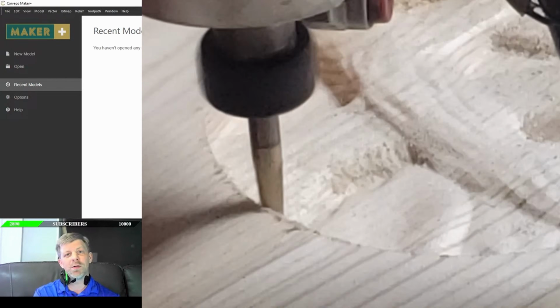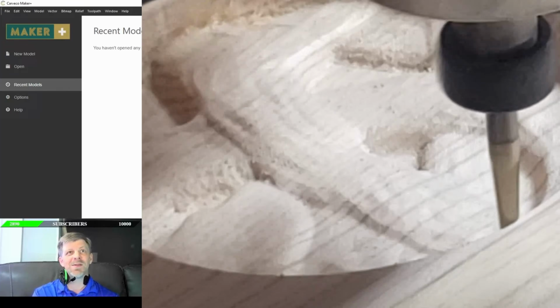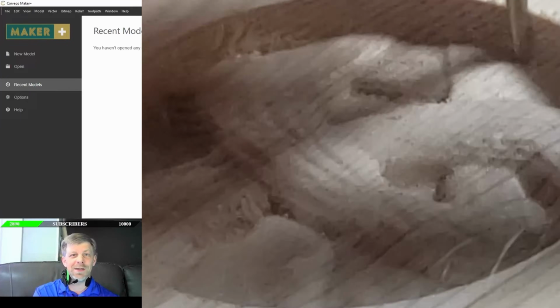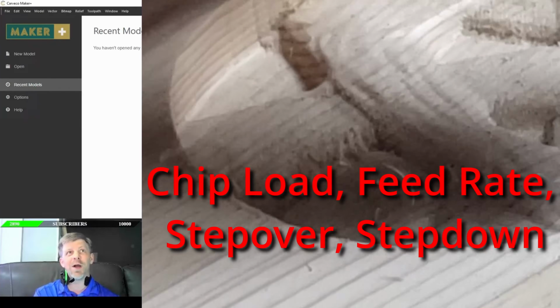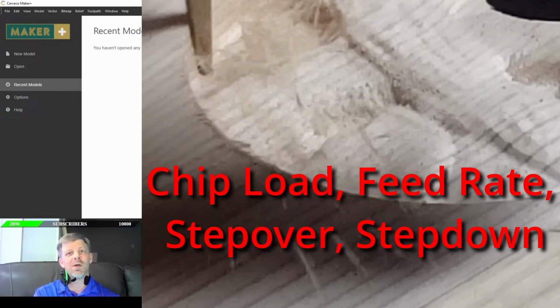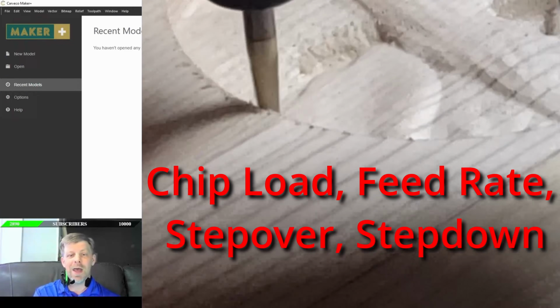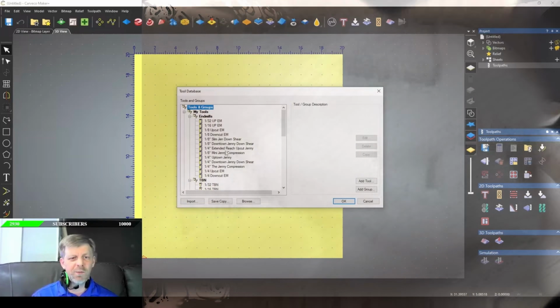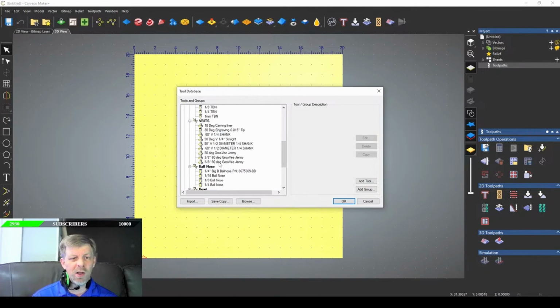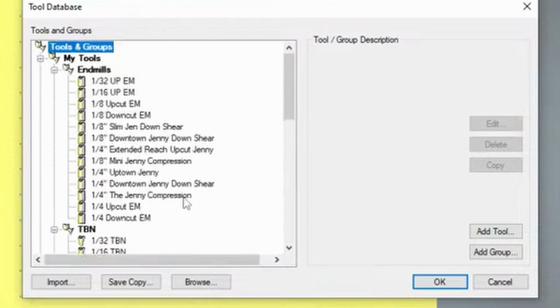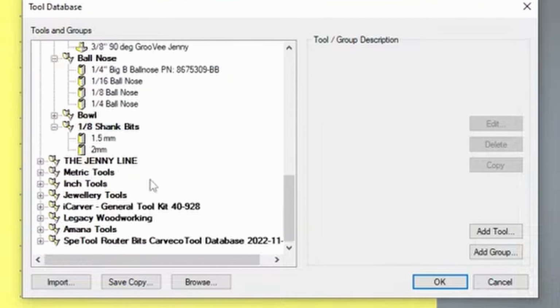One of the most important topics that seems to be misunderstood is chip load, feed rate, step over, step down, and how all of that relates. The first thing I wanted to talk about was the database that is inside of Carveco. This database is very similar to the one that's in Vectric. All of these databases come either from the software company or you can download the different databases from the manufacturers.